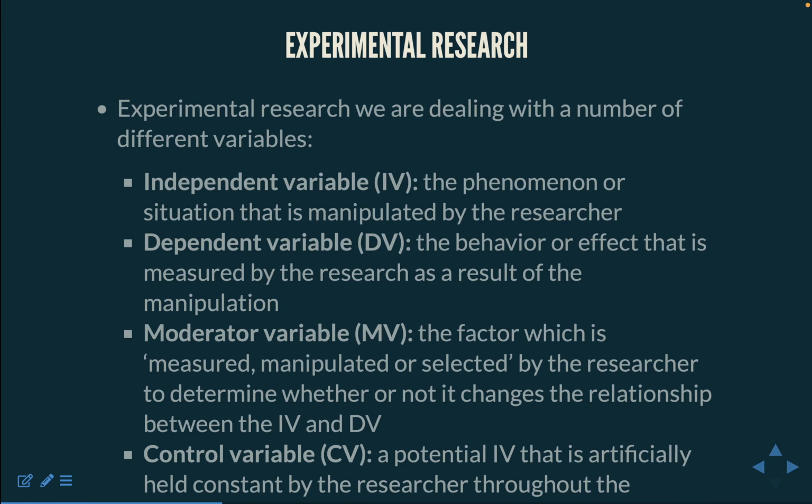In experimental research, we are going to be dealing with a number of different variables. The independent variable, IV, is the phenomenon or situation that is manipulated by the researcher. The dependent variable, DV, is the behavior or effect that is measured by the researcher as a result of that manipulation. The moderator variable, MV, is the factor which is measured, manipulated, or selected by the researcher to determine whether or not it changes the relationship between the independent variable and the dependent variable. The control variable, or CV, is a potential independent variable that is artificially held constant by the researcher throughout the experiment.